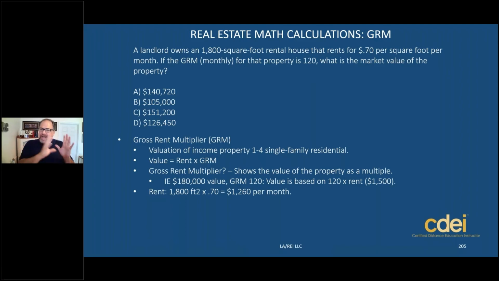So to calculate the rent, you've got to take the square footage, because they tell you it's an 1,800 square foot home and it rents for 70 cents per square foot, not $70. Remember, the decimal is very important. Not $7, 70 cents per square foot. So I take 1,800 times 0.7. Now I've got my monthly rent at $1,260 per month.